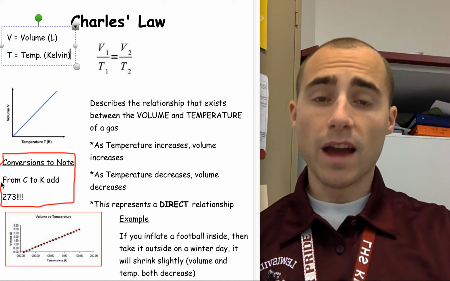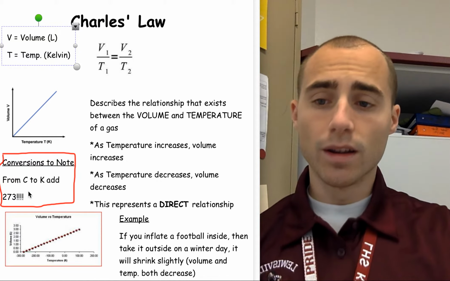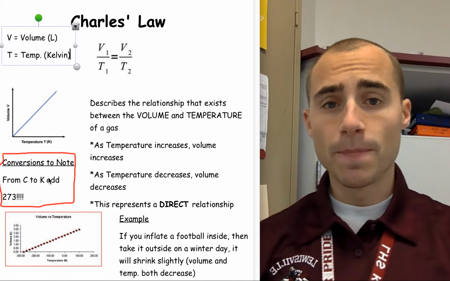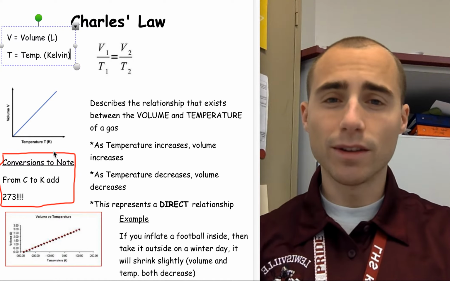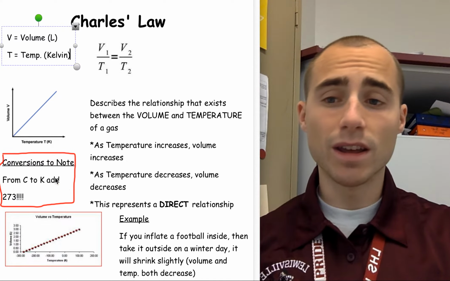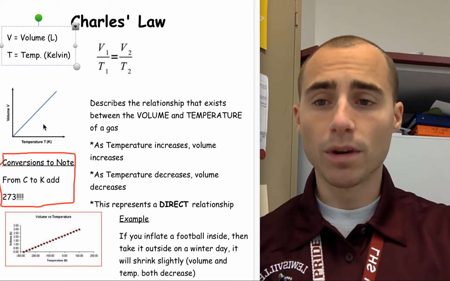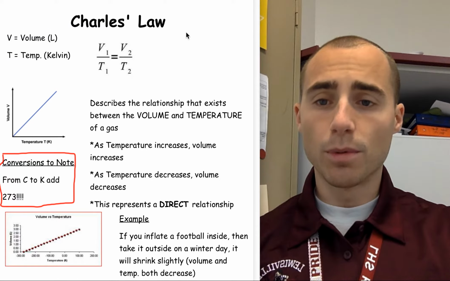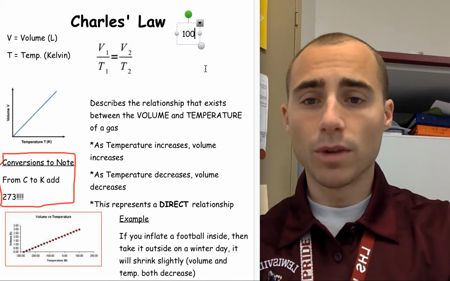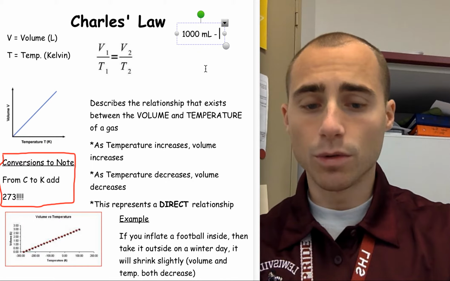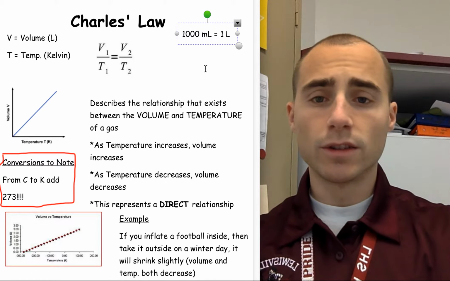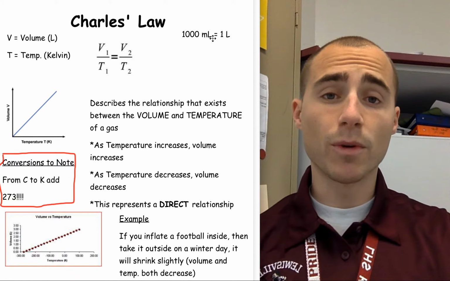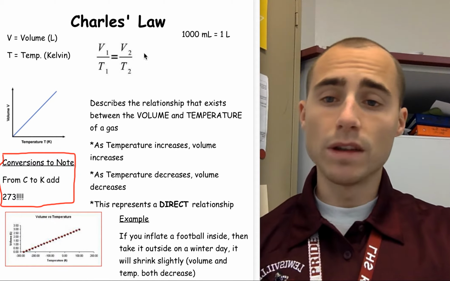Now, remember, I have conversions to note down here. To convert from Celsius to Kelvin, you have to add 273. So that means if you had 0 degrees Celsius, that would be 273 Kelvin. So that's something you want to remember. The other thing you want to remember, I don't have on here, is another important conversion to note: 1,000 milliliters equals 1 liter. So if you have milliliters, you have to divide by 1,000 to get to liters.